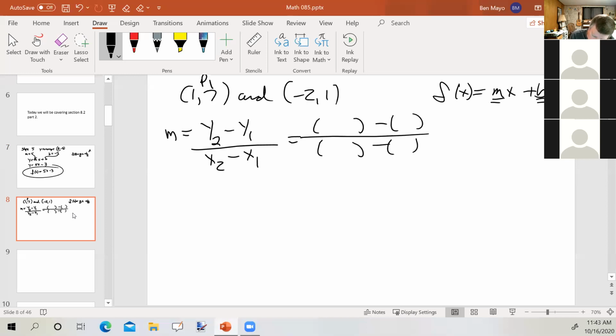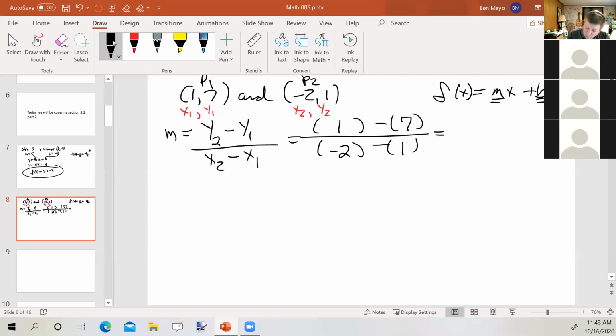I'm going to call the first point, point 1, and the second point, point 2. So now this first coordinate is x sub 1, and this is y sub 1, and this is x sub 2, y sub 2. Do you remember doing this, finding a slope from 2 points? We'll find out here. So y sub 2 is 1 minus y sub 1, which is 7, over x sub 2, which is -2, minus x sub 1, which is 1. Any questions?